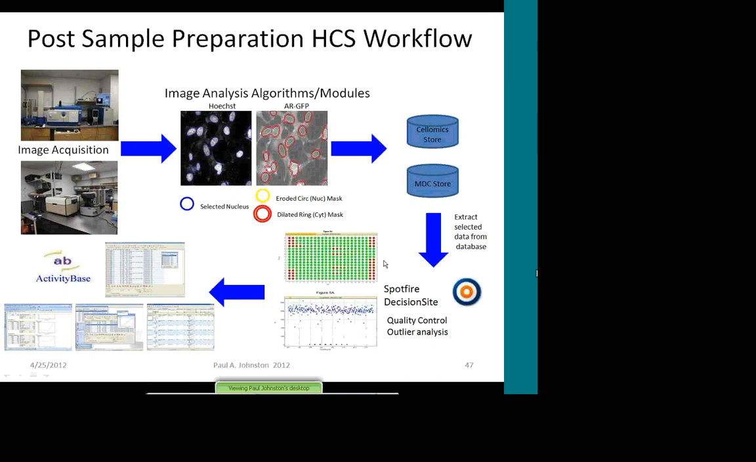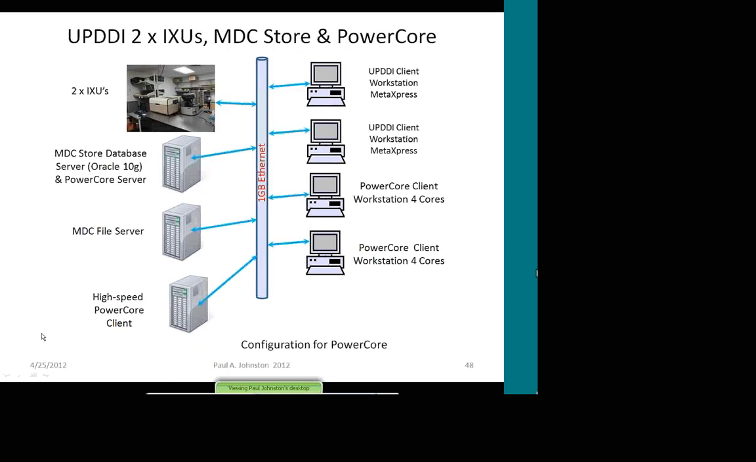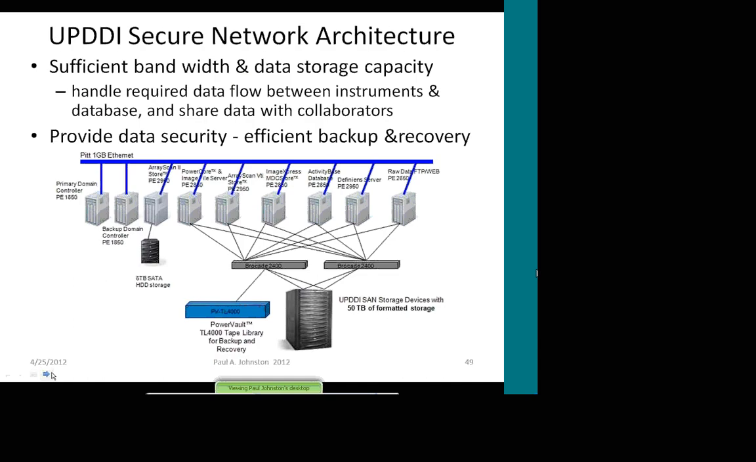This is just showing you our workflow: image acquisition, analysis, and then loading it into the store. Pull it out into Spotfire for data visualization, and everything is tracked through activity base. This is our setup. As I told you, we have the PowerCore client software to do the distributed computational analysis. It really speeds up the analysis for us. And we have to have gigabit Ethernet because we're transferring a lot of data. We've got the store, the MDC file server, and the PowerCore client.